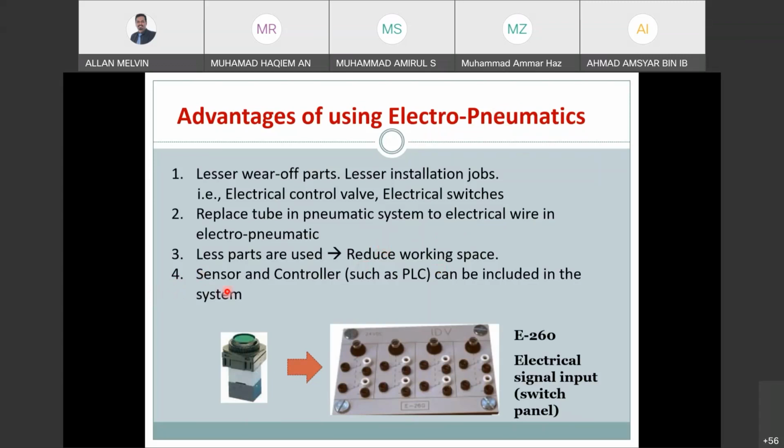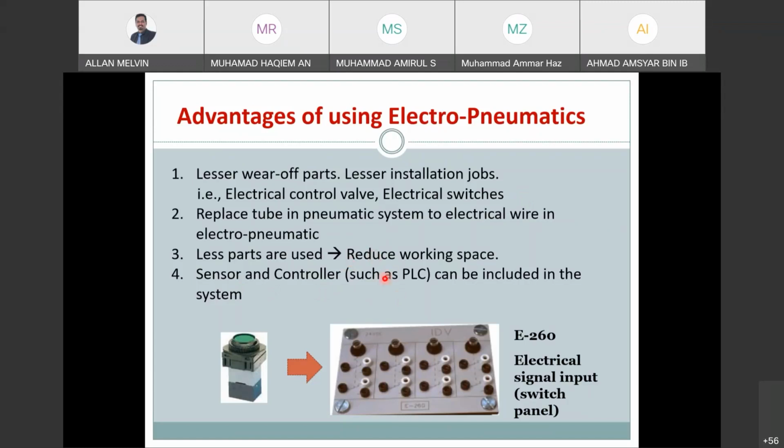Okay, and number four, sensors and controllers such as PLC can be included in the system. Okay, so expandability of the system. So we can use electrical sensors. The electrical sensors are available, so they can give an input for you to control the ladder diagram and also the pneumatic. And you can use controllers like PLC.